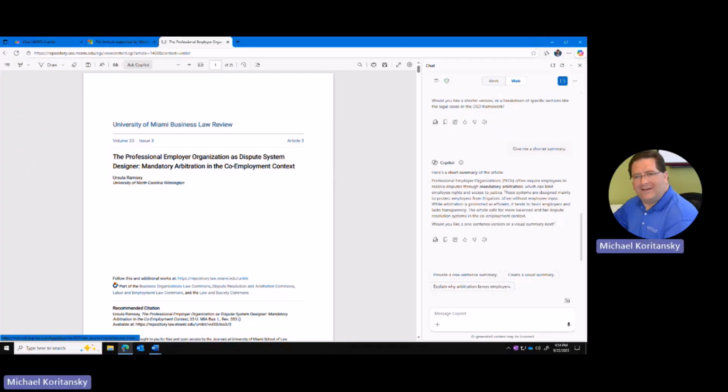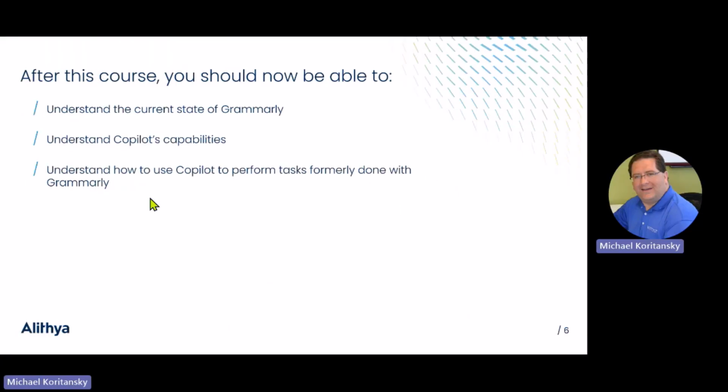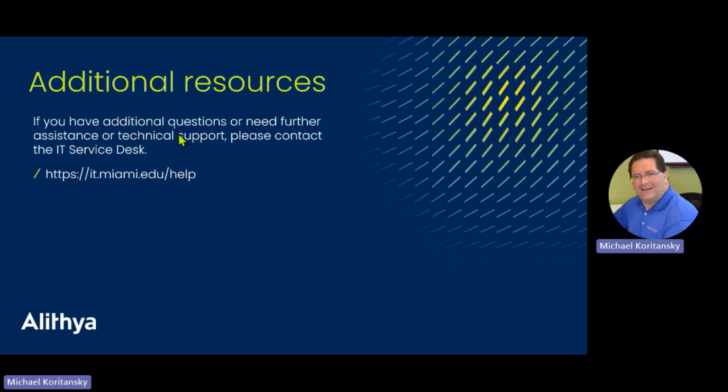All right, let's review everything that we talked about today. We talked about understanding the current state of Grammarly, how the current licenses are not going to be renewed, but we saw a lot of the benefits that Copilot offers in addition to just spelling and grammar checking. We also get the plagiarism detection and help with rewriting and creating new content. So we saw how we can use Copilot to perform a lot of the same tasks that we were doing in Grammarly as a replacement for that. Now, if you have additional questions or need further assistance or technical support, you can contact the IT service desk.